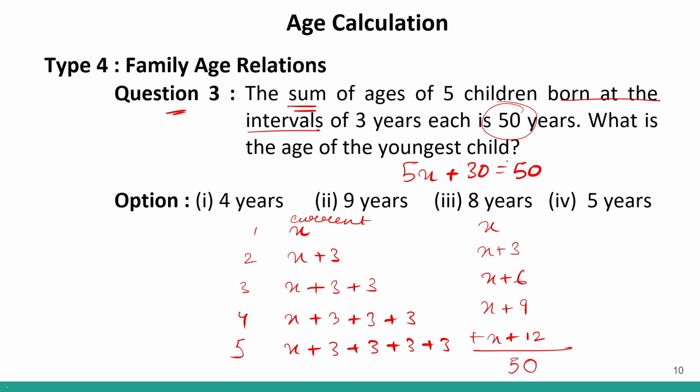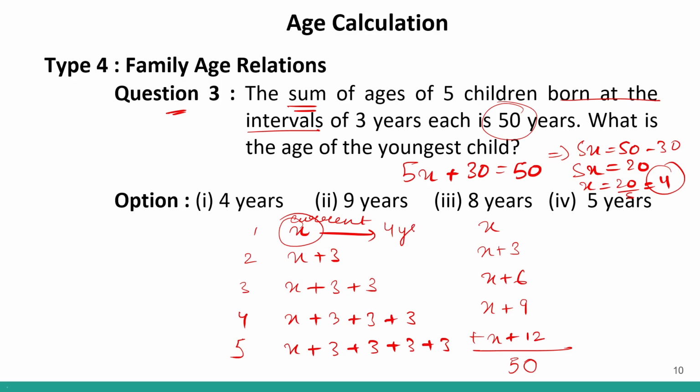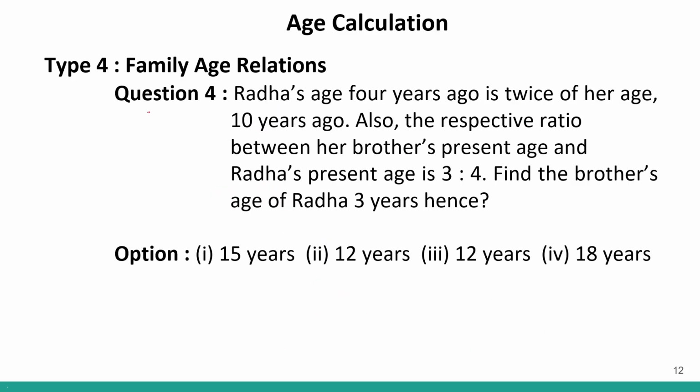This is given in the question. We have to find the age of the youngest child. So the age of the youngest child will be X, and we have to find the value of X. Here, I can solve it as 5X equals 50 minus 30, which is 20. So 5X equals 20, so X will be 20 by 5, which is 4. So the X value is 4. The age of the youngest child will be 4 years old, which is given in option number 1. So option number 1 will be your correct answer. Clear? Now, question number 4.